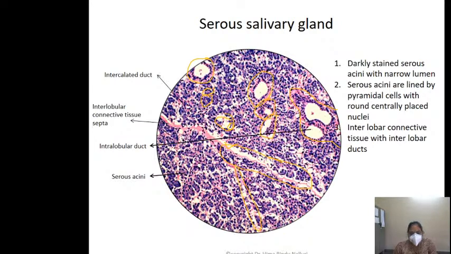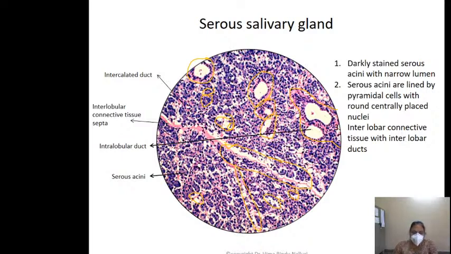And here also, here and there. Here also you see some mucous acini. Here also you see some mucous acini. Here and there you see some mucous acini. But predominantly you see these are all serous acini. Predominantly serous acini, that is the parotid gland.